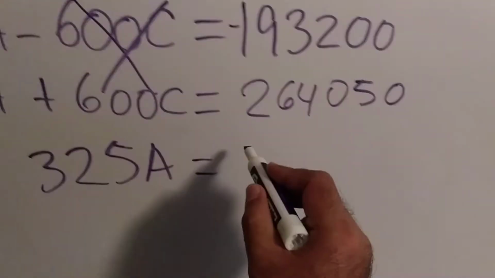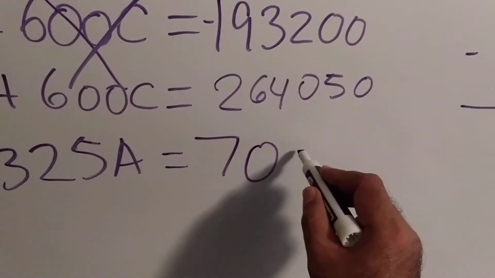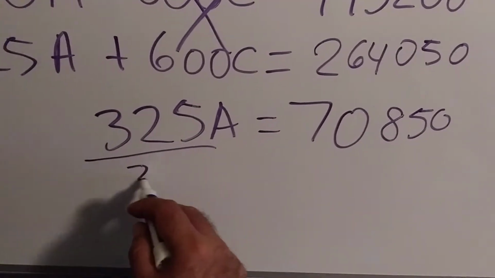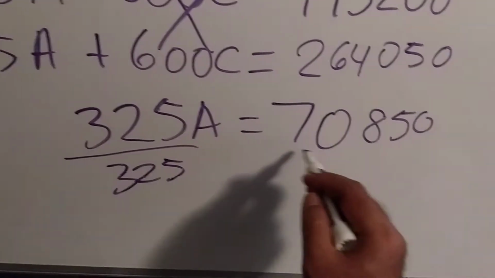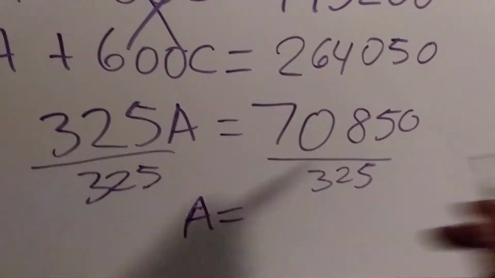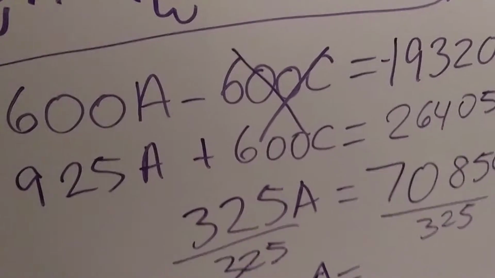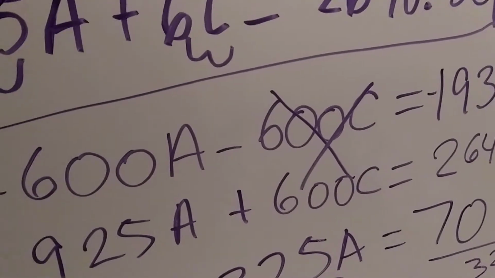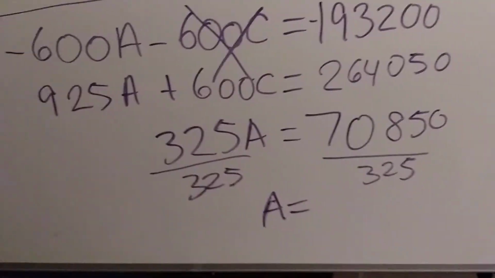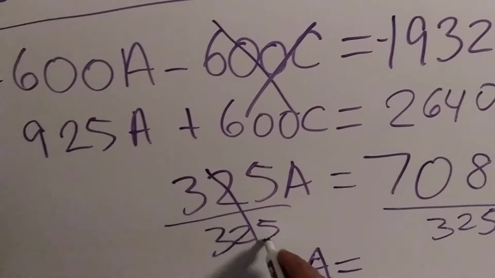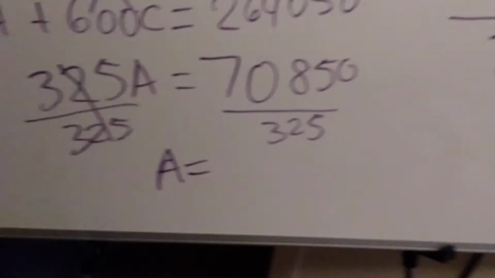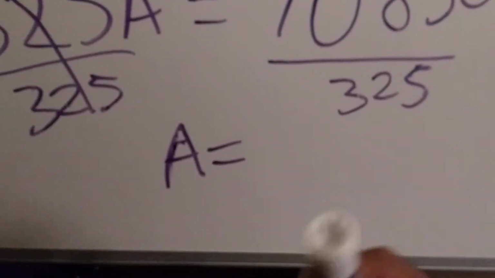Okay, so then we have 70,850, and we're going to be dividing it by 325, right? So A is going to be equal to, we would divide by 325. So 70,850 divided by 325, and give me 1 second and I'll solve it out right now. Okay, so this gives you 218.